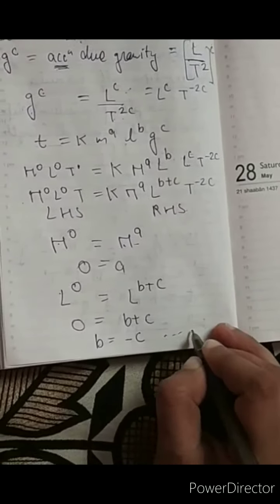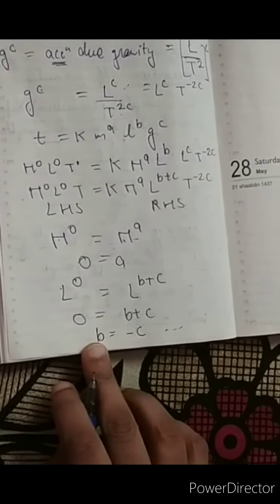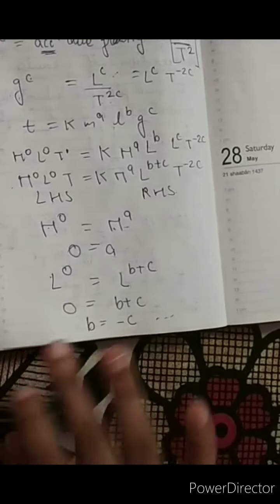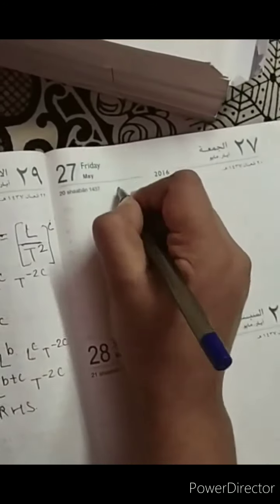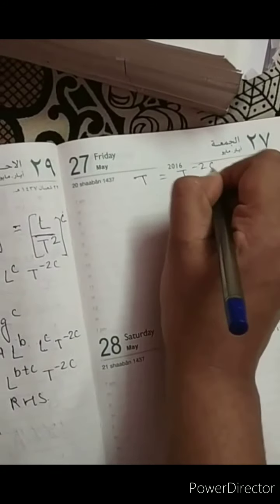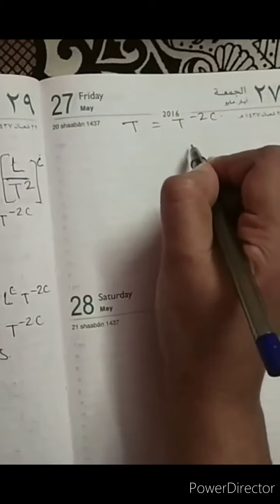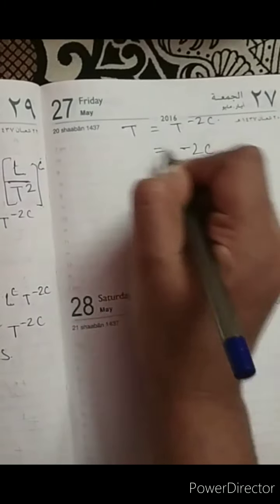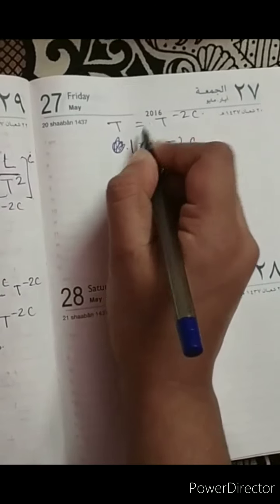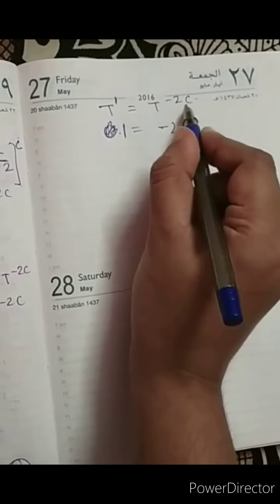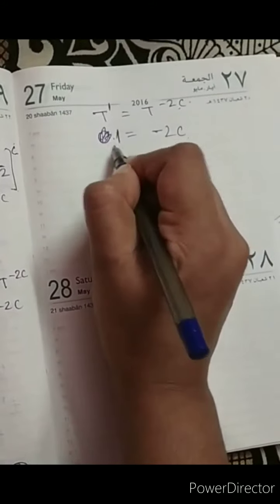So since I don't know the value of B1, I don't know the value of C1. So let's keep it like this and call it equation 1. What about T? Here T to the power 1 and here T to the power minus 2C. So compare: 1 is equal to minus 2C. Since the base is the same, the powers can be equated. So minus 2C is equal to 1, not 0.